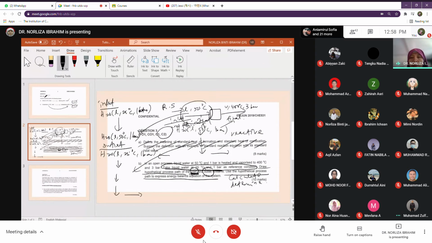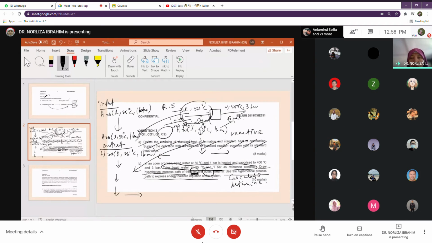But I guess the energy balance, the hypothetical process path to express the energy balance equation, you should give a short explanation. For example, this one. This is what? Temperature change. So you mentioned here, this is temperature change, to make it better, from 25 degrees C to 50 degrees C.